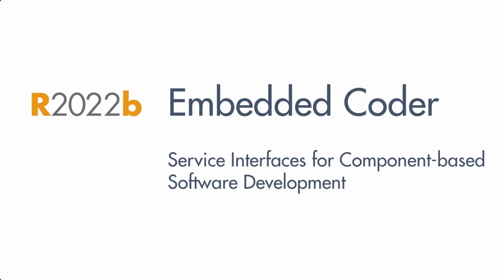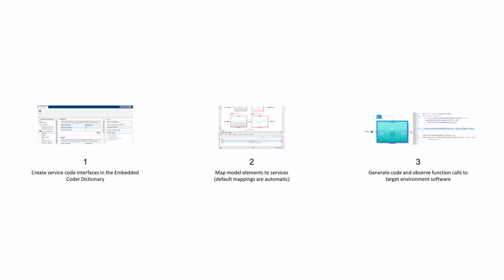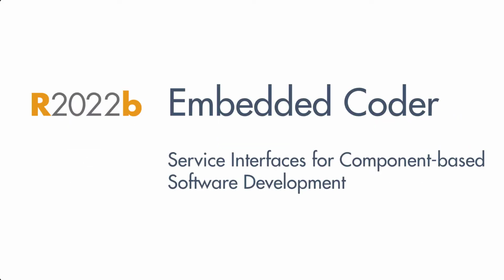The service interface introduced in R2022b in Embedded Coder streamlines component deployment. You can easily set data communication methods to reduce complicated customizations and set up your model to use your platform's services. These features make it easier for you to integrate your model's generated code from Embedded Coder into any platform or environment.